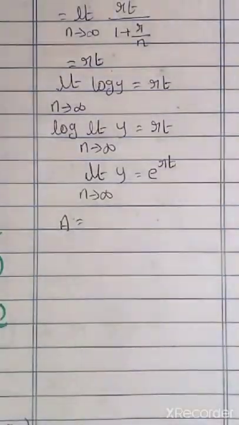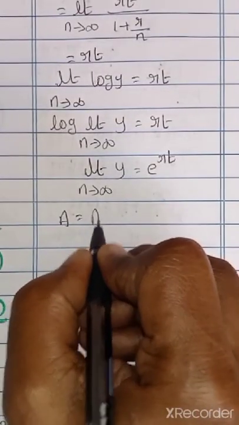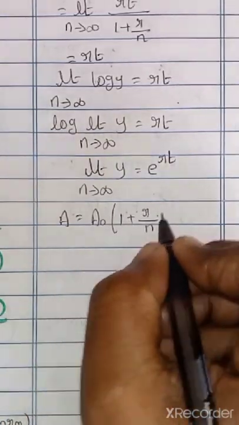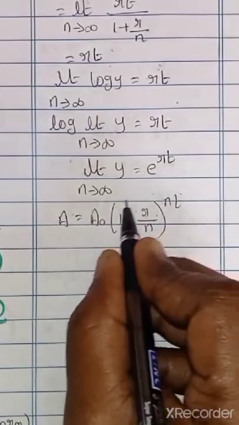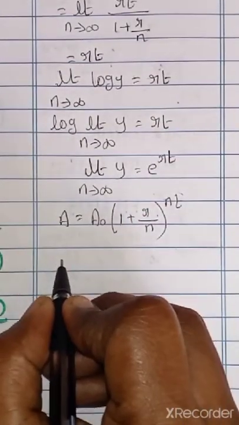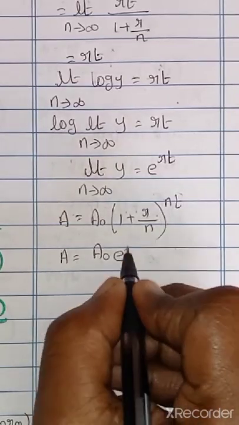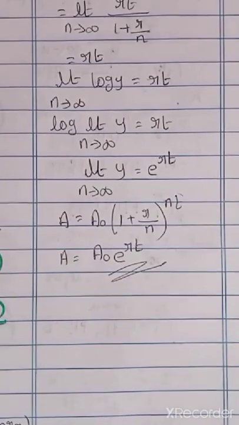A is equal to what is given here, equal to a naught into 1 plus r by n whole power nt. Instead of this only, we found out the value as e power rt, correct? So A equal to a naught e power rt. That only we want to prove, hence it is proved. So with this we completed our L'Hopital rule.